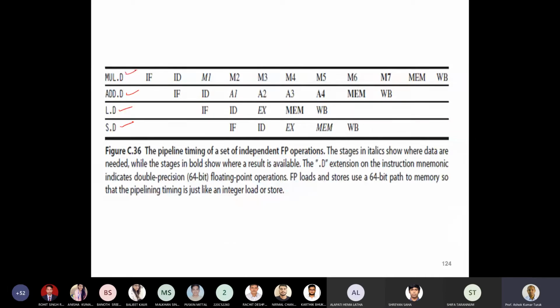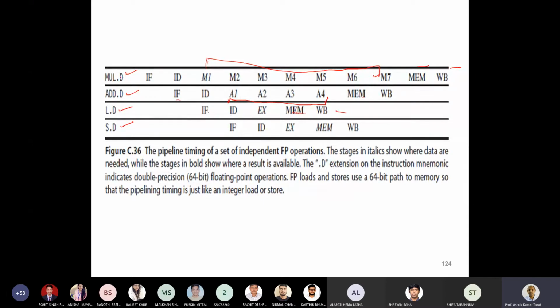So it goes through fetch, decode, and the 7 execution stages, then memory and write back. Then the next instruction: fetch, decode, and in the execution stage itself there are 4 stages, then memory and write back. The load has fetch, decode, execution, memory, and write back, and the store has fetch, decode, execution, memory, and write back. And there is no dependency among these instructions.